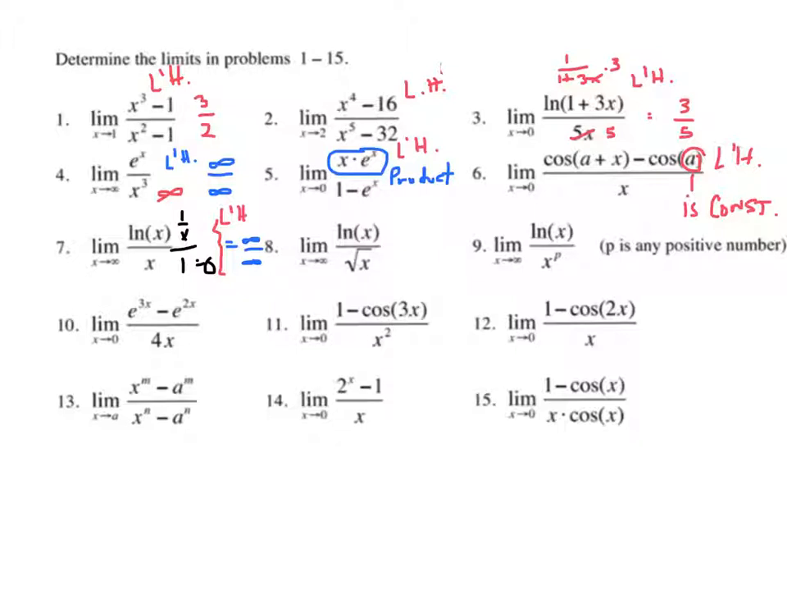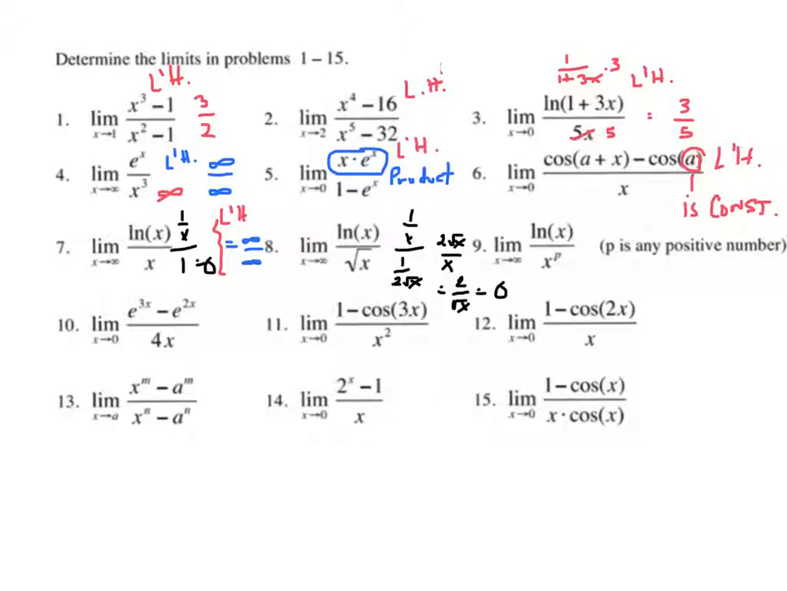Similar thing would happen here in number 8, but we would maybe have to do a little bit more algebra in that the derivative when we did it would be 1 over x and 1 over 2 square roots of x, which we could rewrite as 2 square roots of x over x. And we could do a little work here. Of course, 2 square roots of x over x is the same as 2 over the square root of x. Going to infinity, that's 0.